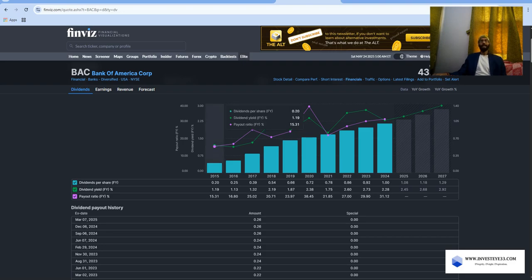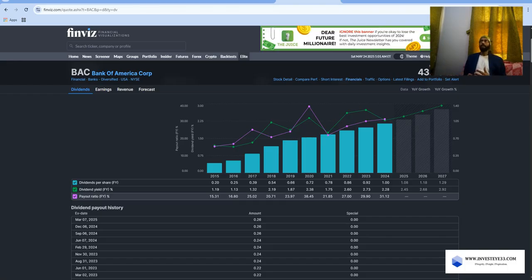Now you can see the chart here. Here the purple line is the payout ratio. You can see this has a growth trend. This is growing year on year. For the last 10 years it is growing. Not consistently, but it has a trend of upward movement. And what is the growth trend for this? This was 15.31% 10 years back in 2015, and now it is 31.12%. So in the last 9 years, the payout ratio has doubled.